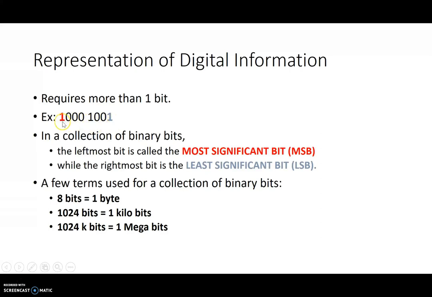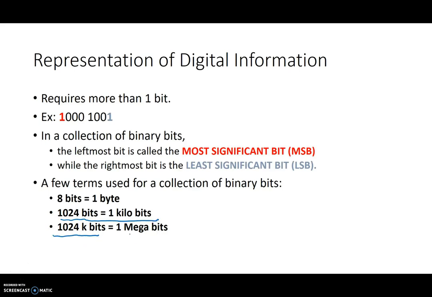This bit is called the most significant bit, and this one is called the least significant bit. And since now we have more than 1 bit, a collection of 8 bits like this is called 1 byte, B-Y-T-E. A collection of 1,024 bits is called 1 kilobit.